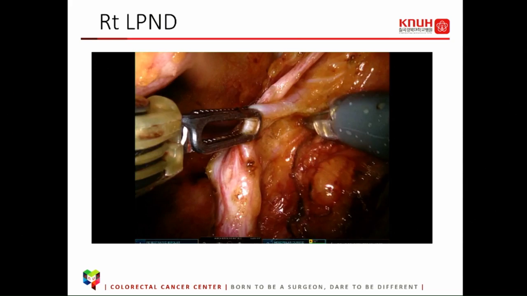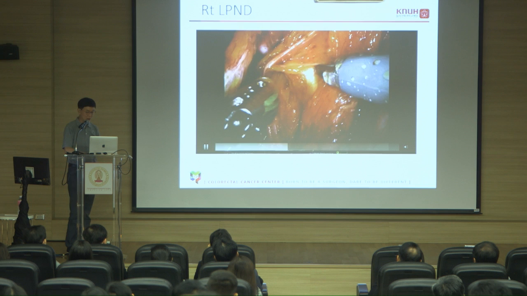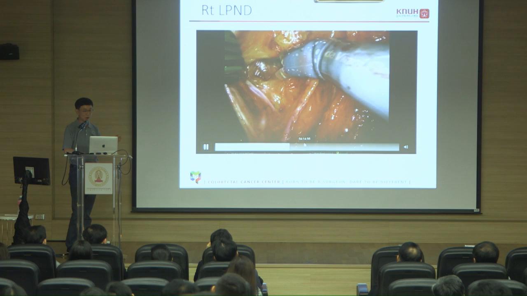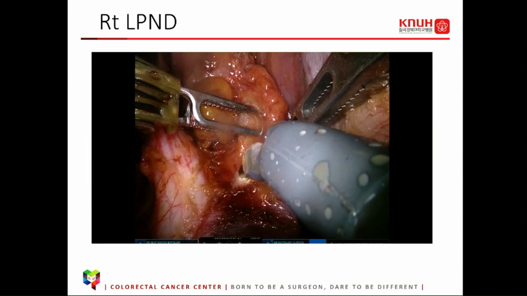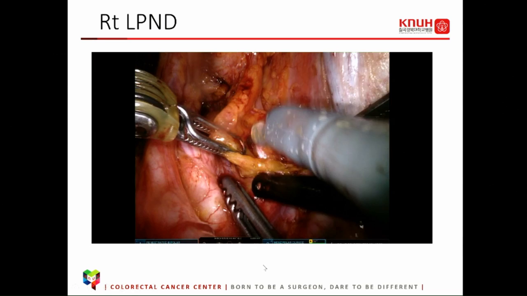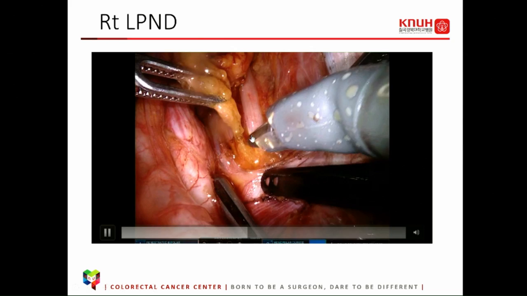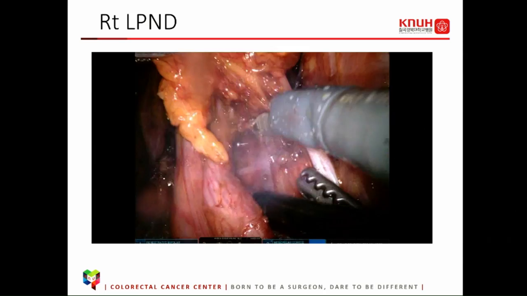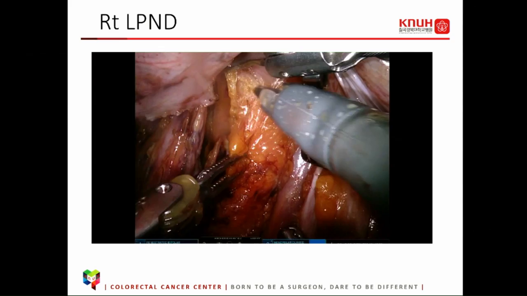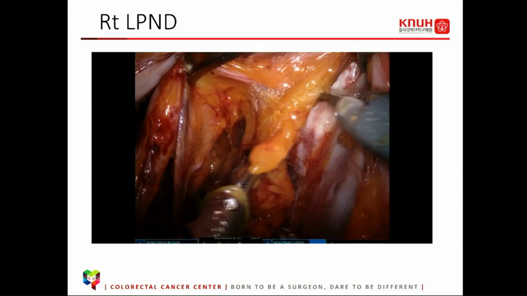You just dissect down to the lower level. Once you have developed all these three planes, we start the lateral pelvic dissection from the bifurcation of the internal iliac and external iliac, like this. That is the obturator area, and you can see the obturator nerve just underneath this part. Carefully dissect, not to injure nerves or vessels. You can cut the vessels, but unless there is tumor invasion, I try to preserve the vessels as well.